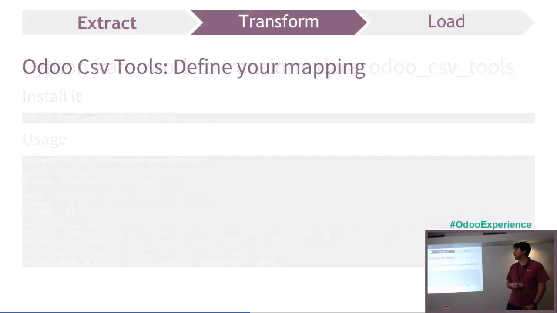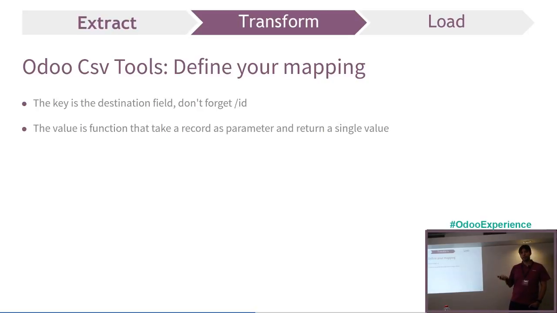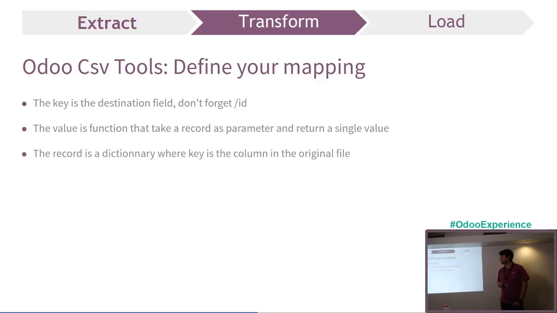OK, so how to define the mapping? Well, it's just a Python dictionary. The key is the destination field, so don't forget the /ID if it's a many-to-one. The value is a function that will take a record, which is just a dictionary with the key as a column. The key is the column of the original file, and the value is the value of that column in the original file for the given line. So the processor will process each line one by one with the mapping.